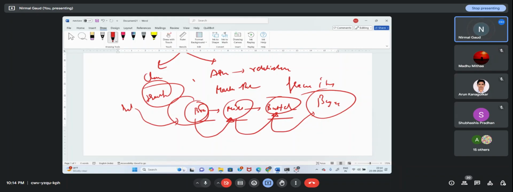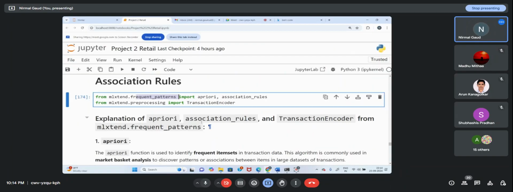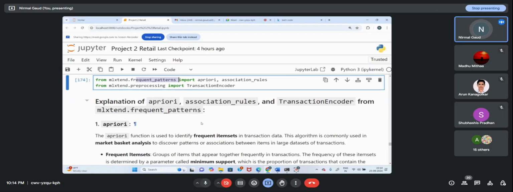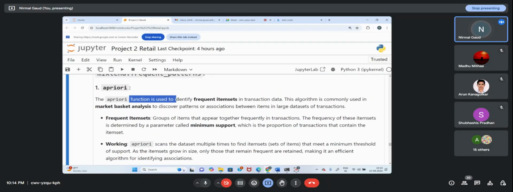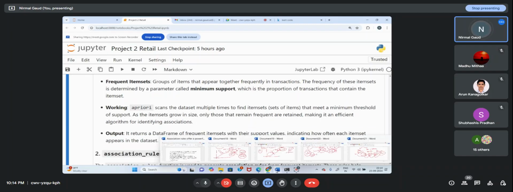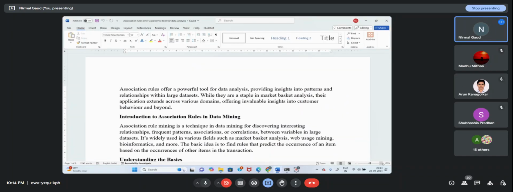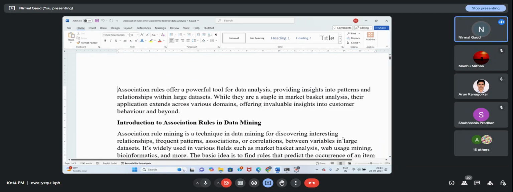Here in my coding part also, I included notes for your convenience, that the apriori algorithm is used to identify the frequent item sets from the transaction data. So what is the transaction data? Now let me talk about some more concept related things.